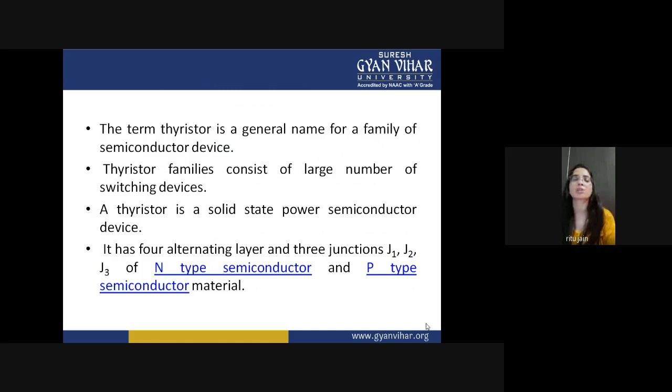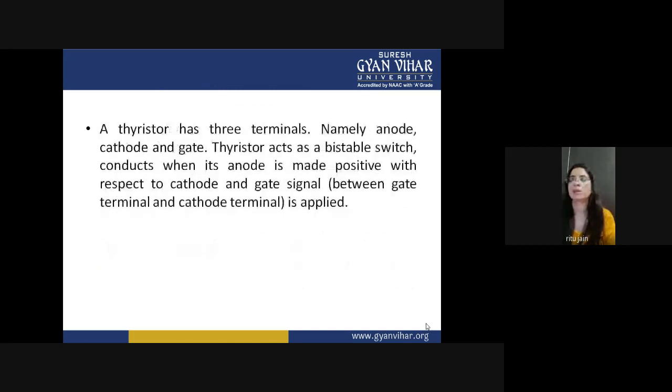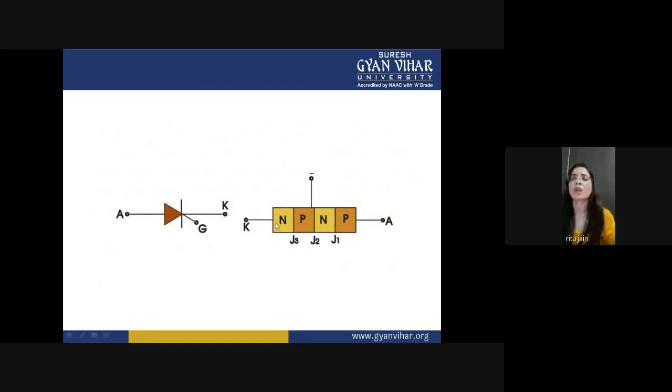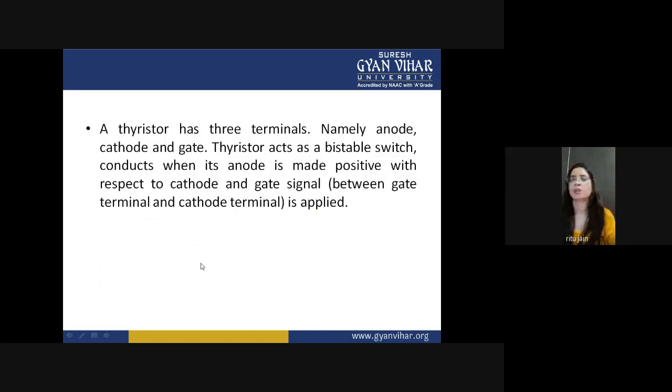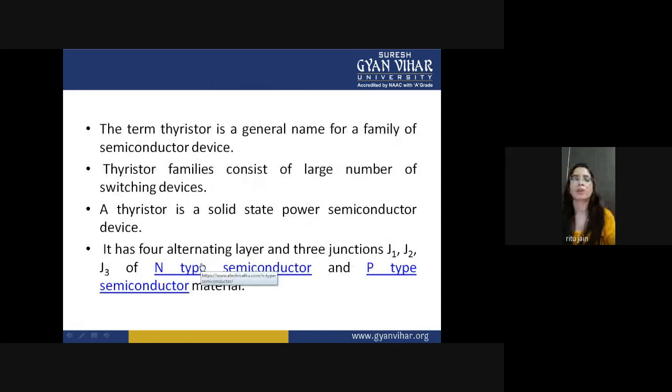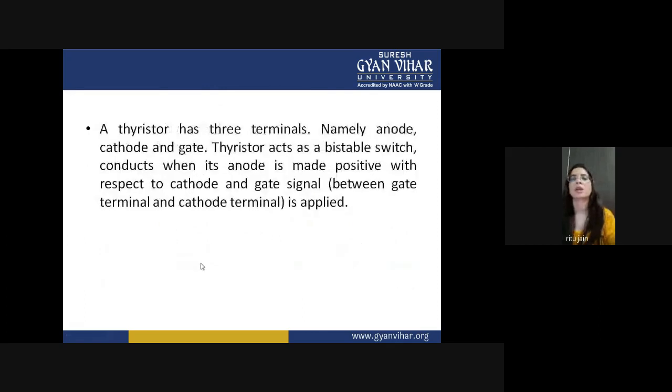This is the basic structure of SCR. You can see in the diagram that there are four layers, NPNP, and three junctions, J1, J2, J3. This is the cathode terminal, this is the anode terminal, and this is the gate terminal. So thyristor is a four layer, three junction device. It has three terminals, namely anode, cathode, and gate.